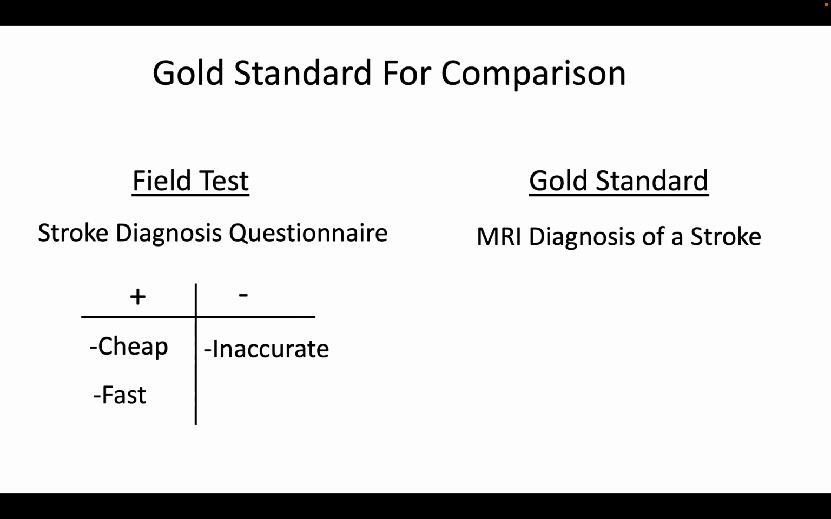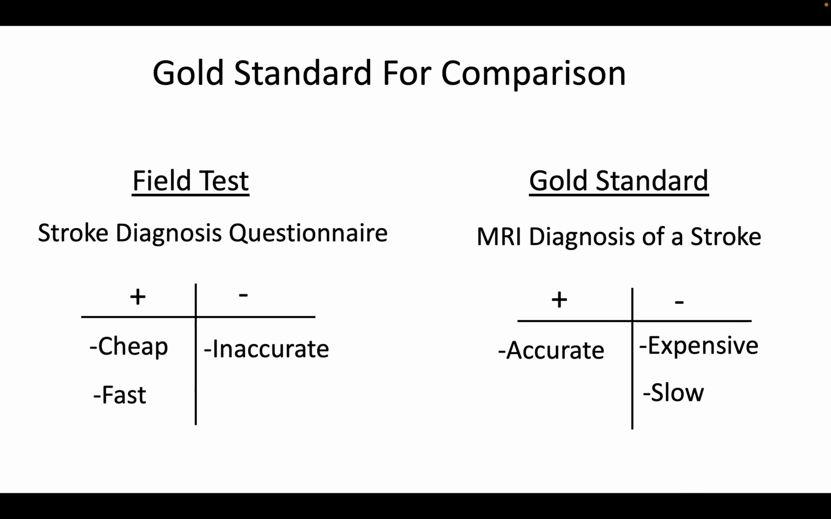So for the field test, it's cheap and fast, but it's likely to be pretty inaccurate. And the gold standard is really accurate, but it's expensive and slow. So if we can find a field test that has comparative accuracy to the gold standard, but is a lot less expensive, then it might be more useful in a field setting.